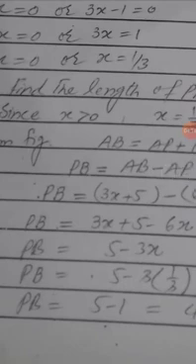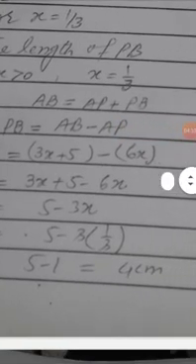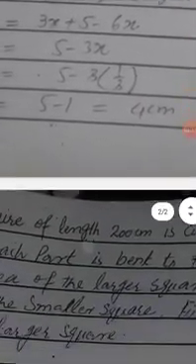3x minus 6x, answer will be minus 3x. So 5 minus 3x will come. PB is equal to 5 minus 3 times the value of x, which is 1 by 3. 3 cancels with 3. It's 5 minus 1. PB is equal to 5 minus 1 is equal to 4 centimeter. Means the length of PB is 4 centimeter.